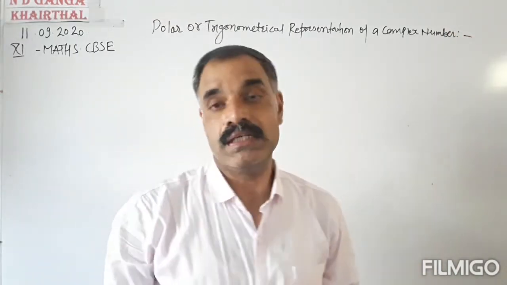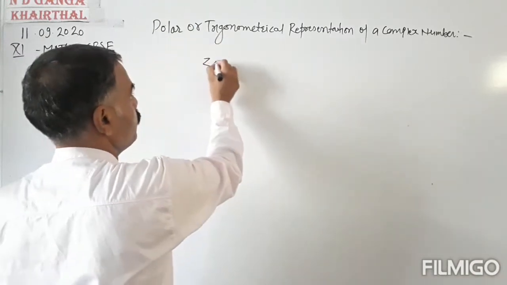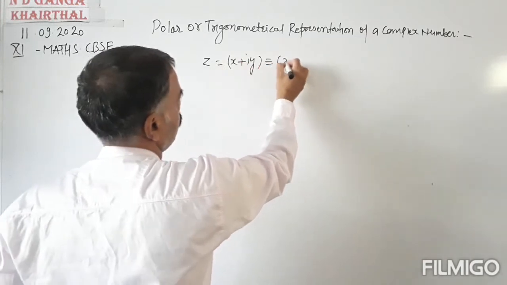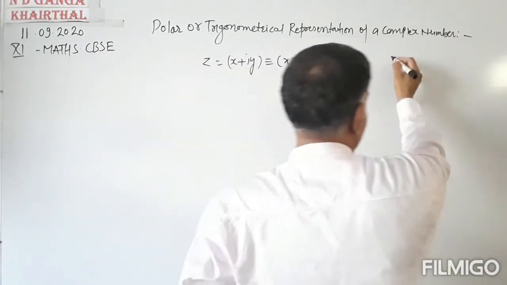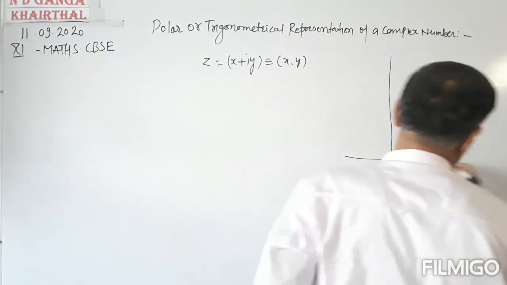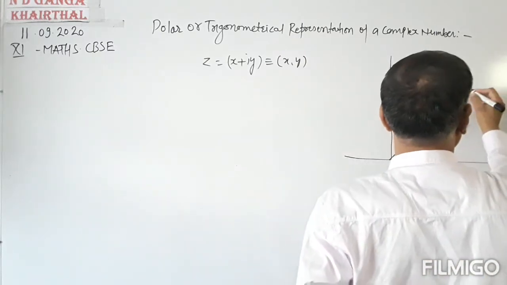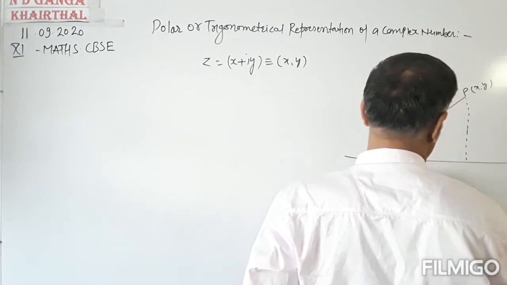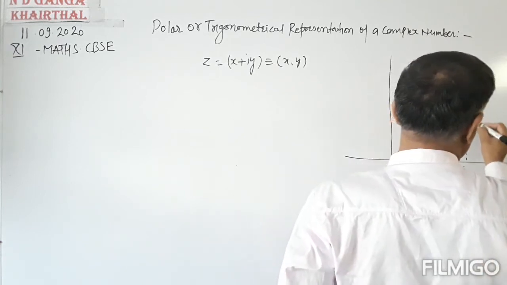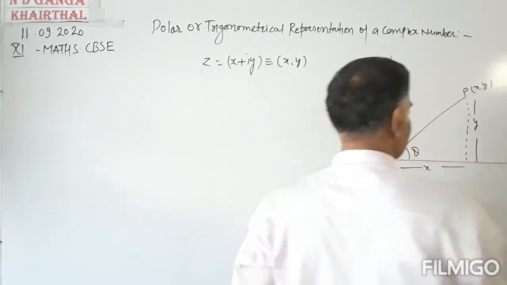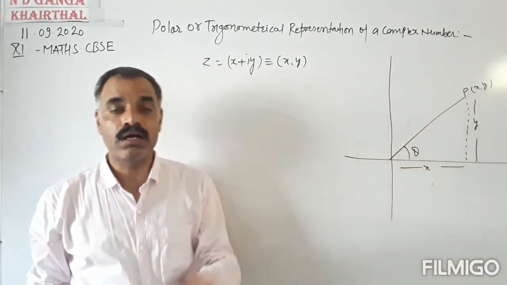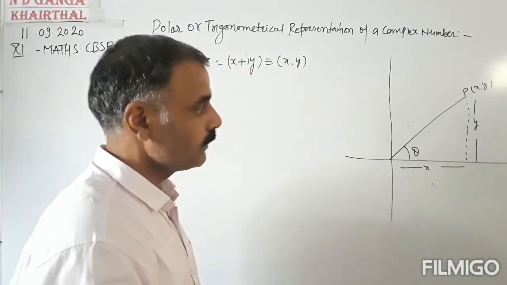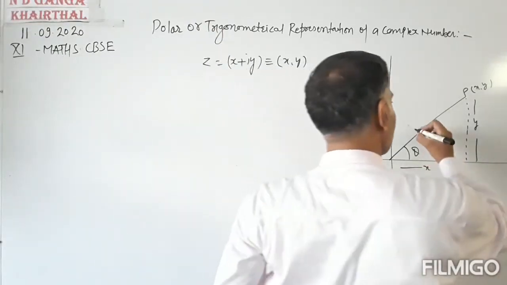So the complex number z is equal to x plus iota y, and geometrically we have already represented this by the line OP, with coordinates x, y. So this is x and this is y, and this angle is theta. That is the argument or the amplitude. We have already learned this. Now this is x and this is modulus z.